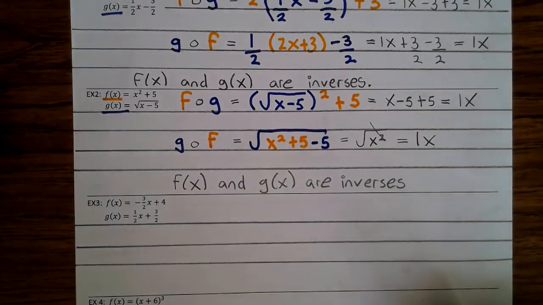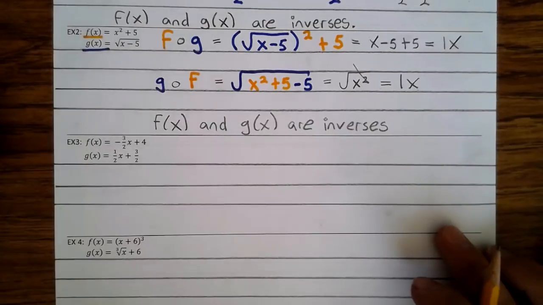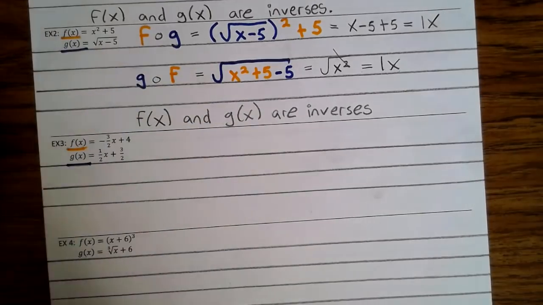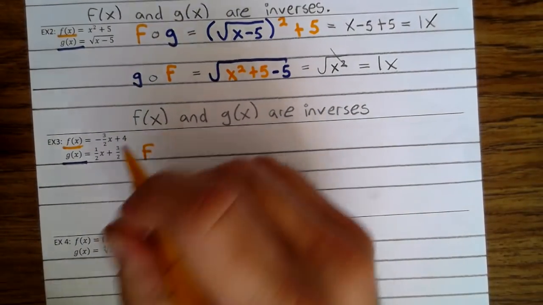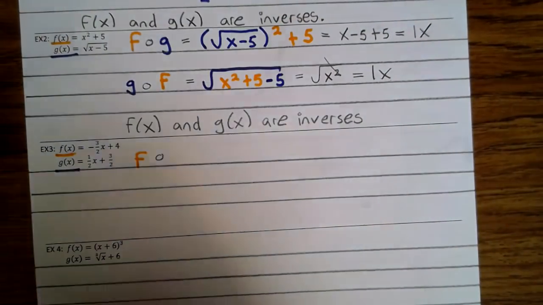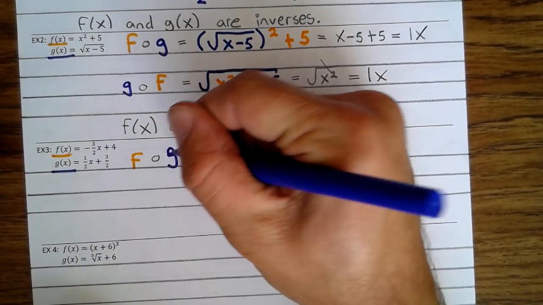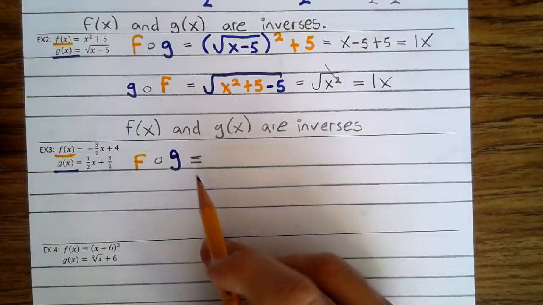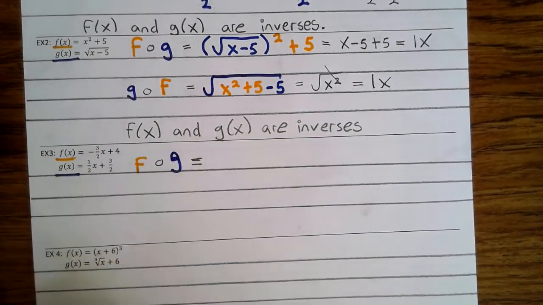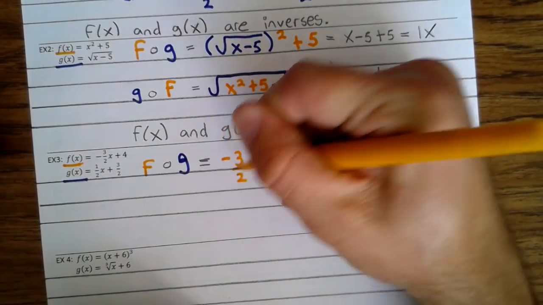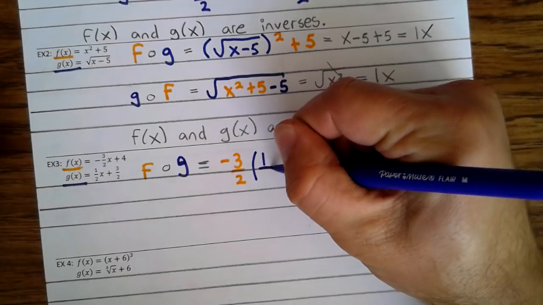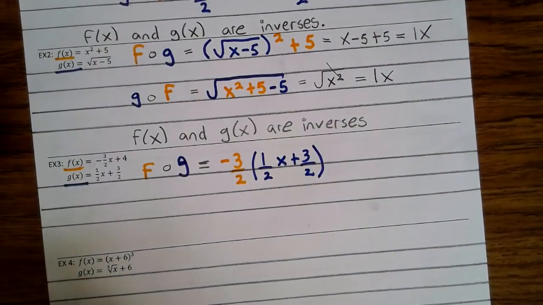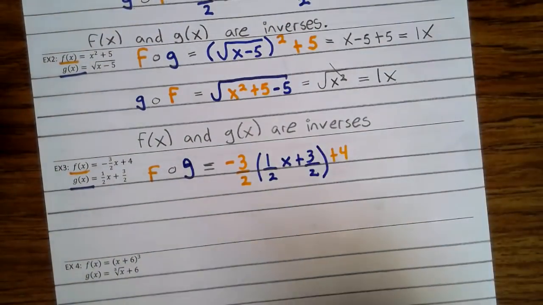All right, so now let's take a look at example 3. Again, I'm going to do yellow, blue. So now let's do f of g. So that equals, again, we're putting g of x into f. So that's negative 3 divided by 2 times 1/2 x plus 3 divided by 2, plus 4. And now let's simplify.